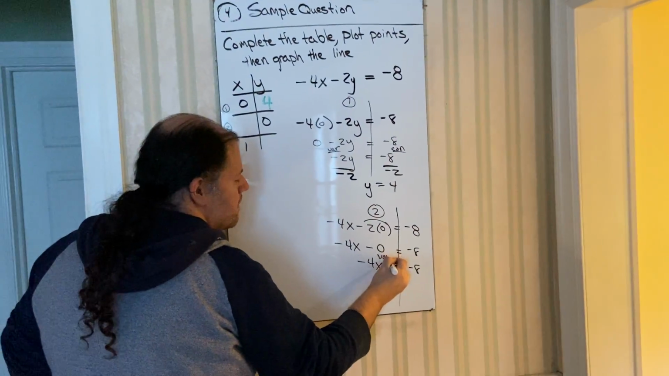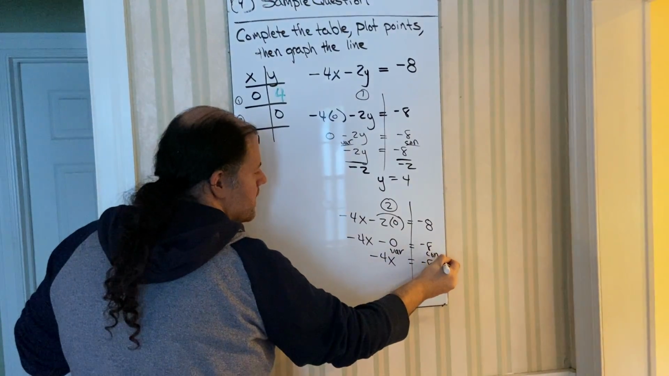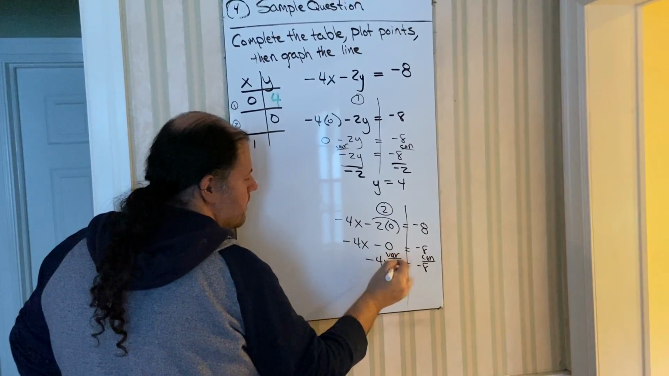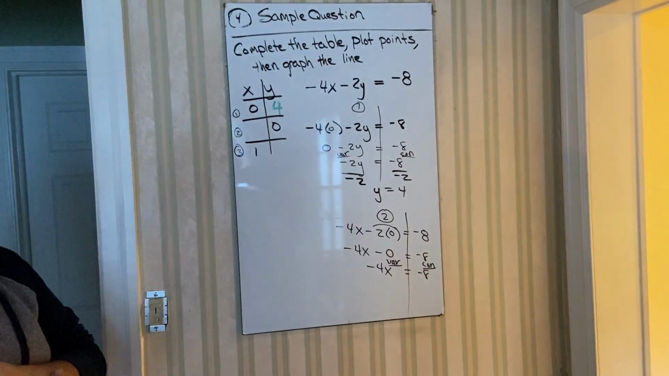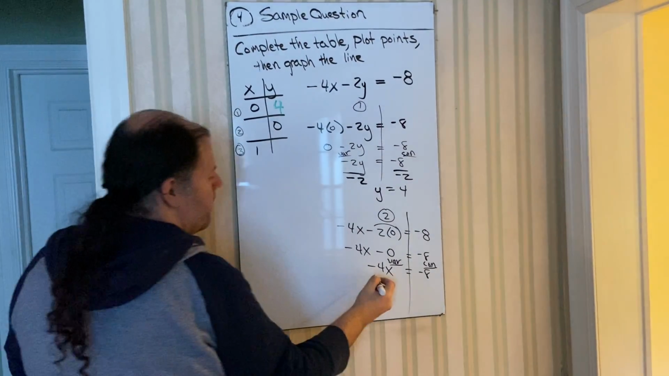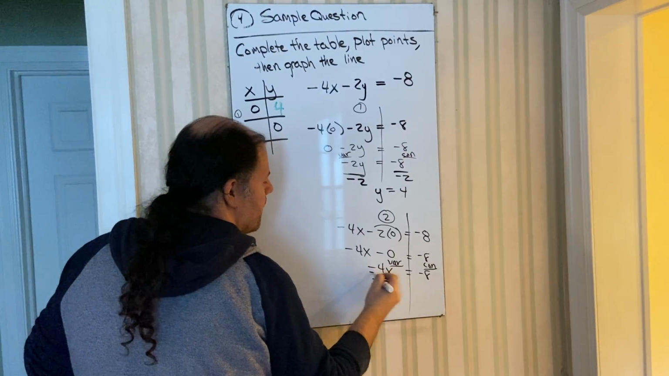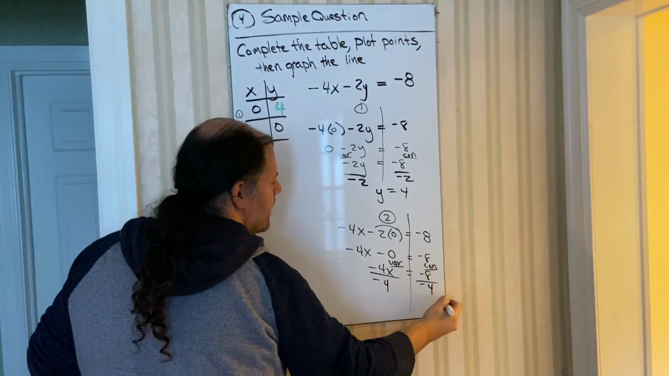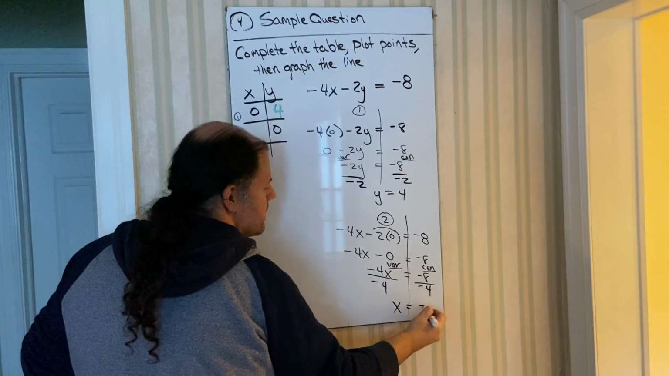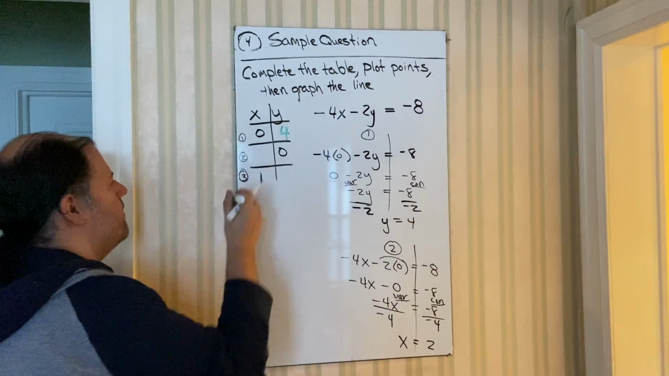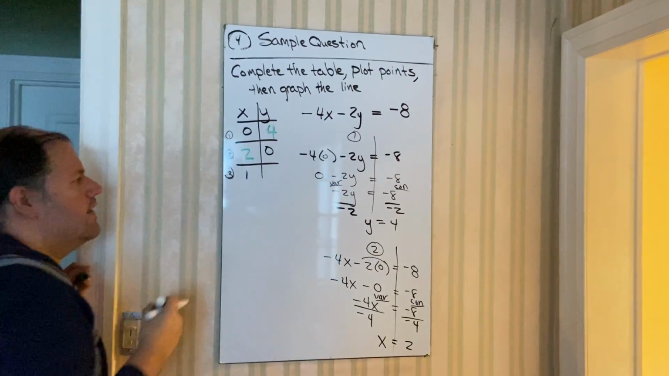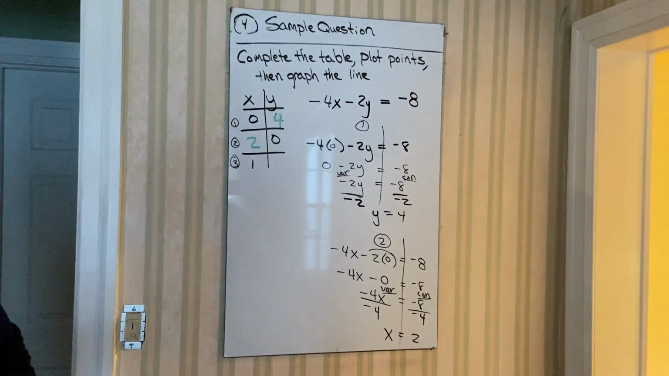Now luckily I don't have to move anything because the constant is on the constant side and the variable is on the variable side. We just need to get rid of the coefficient. So you're going to divide both sides by -4. So we get x equals 2. And then we have to do this one more time for the third point.